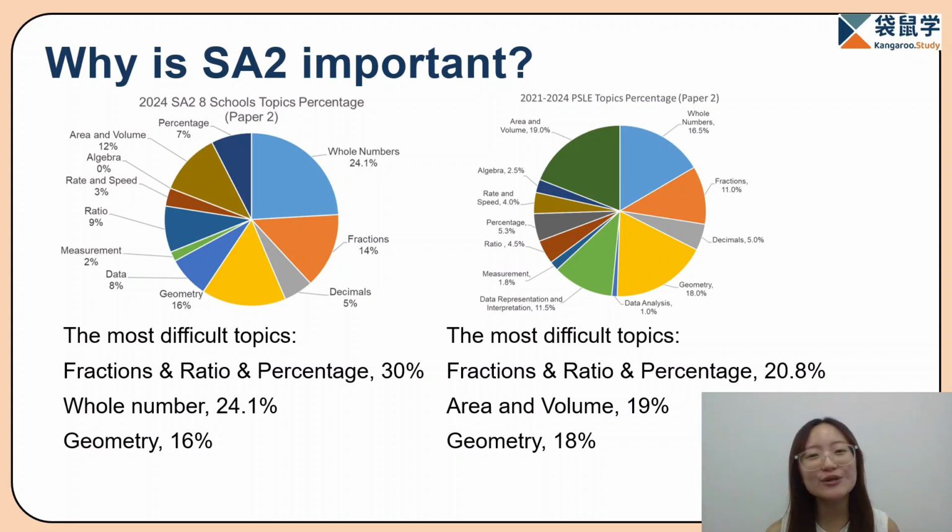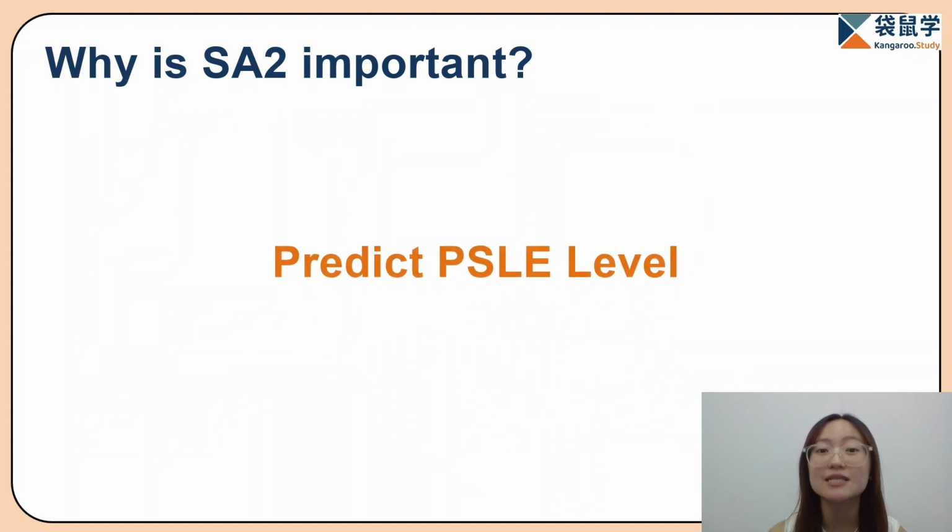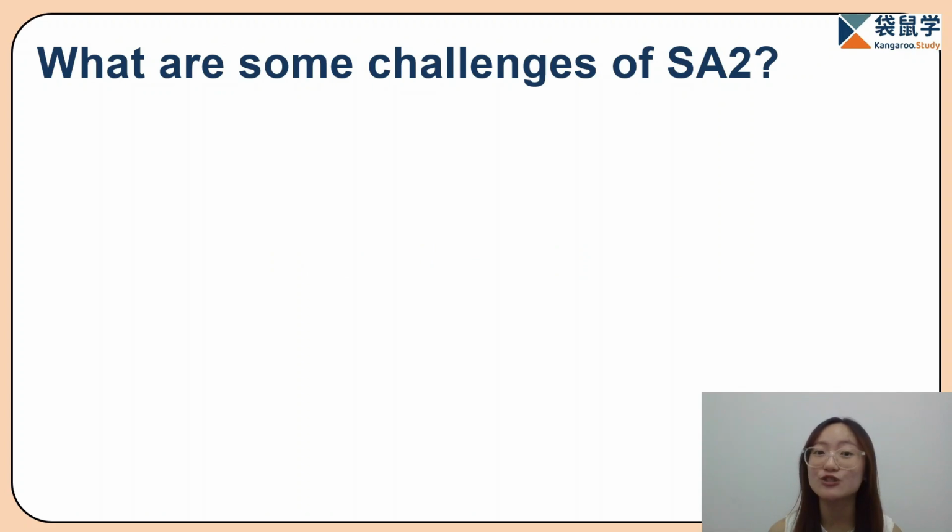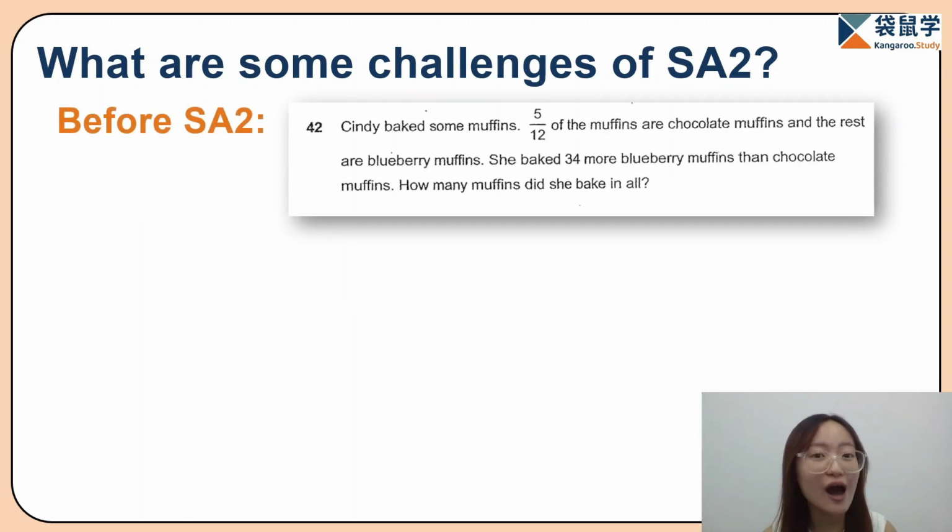So, SA2 can serve as a reliable early indicator of how students will fare in primary 6. And we can also see it as a mini trial run for PSLE. It can actually help to predict PSLE levels. So now that we know why SA2 is important, let's take a look at some challenges that P5 students may face in SA2. So, here's an example of a question before SA2, and it is on fractions.